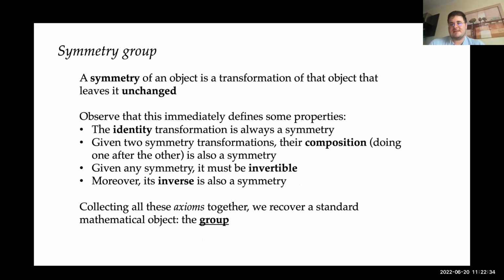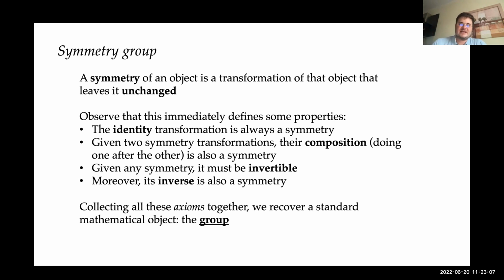And as I said, because a symmetry is a transformation that leaves the object unchanged, this immediately defines a few properties that it must have. We must have an identity transformation, and it must be a symmetry because it trivially doesn't change the object. If we have two symmetry transformations, we can always compose them and get a symmetry as a result. And also symmetries must be invertible, because if I cannot invert the function that I just did, I've lost some information. And as a result, the object hasn't been left unchanged. And further, the inverse must also be a symmetry itself.